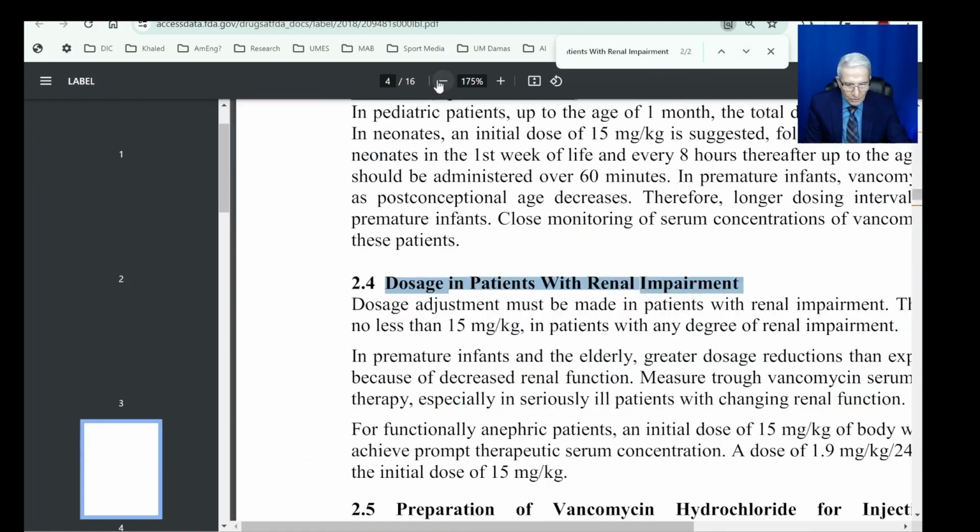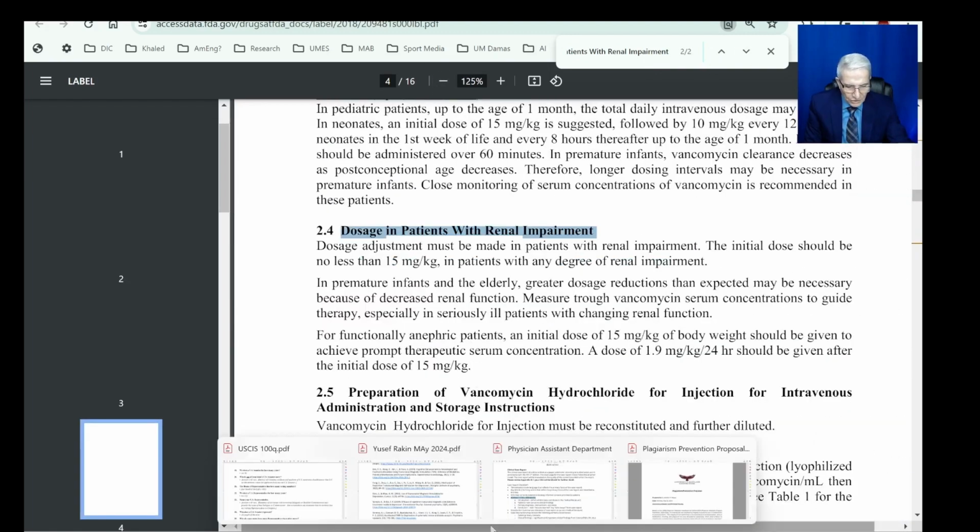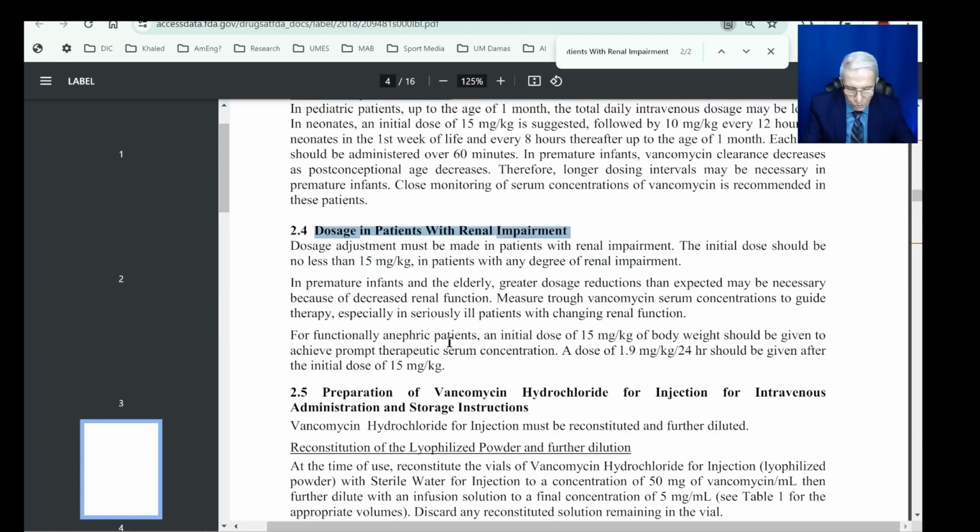Okay, so we can read it together here and look at what we have. What they said on this leaflet: dosage adjustment must be made in patients with renal impairment. So it's very important. A dose should be no less than 15 milligram per kilogram in patients with any degree of renal impairment. So this shows us the importance of dose adjustment in treatment with vancomycin.